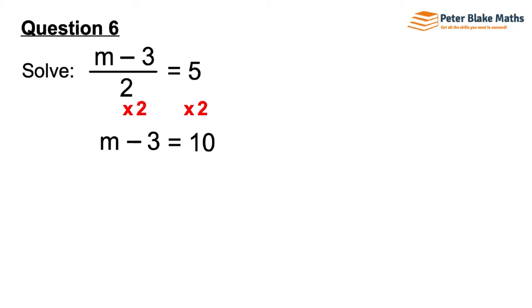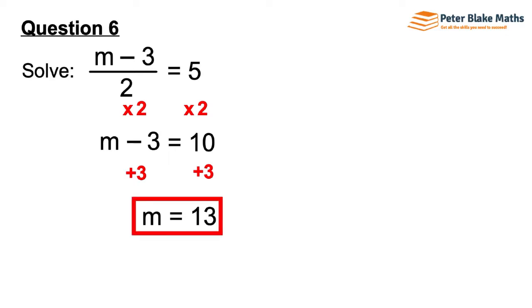Now, to get the letter on its own from here, we need to do the opposite of minusing 3, which is plussing 3 to both sides. That'll leave us with m on its own on the left-hand side when the 3's cancel. And 10 plus 3 is 13. So a bit different, that one. When you've got a long fraction line, you must move the divide number in this case first before we attack the plus or minus number. So watch out for those long fraction lines. Got to do things differently when you see those.